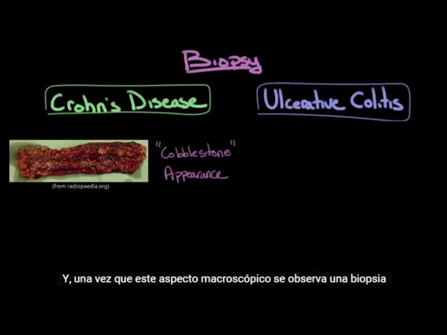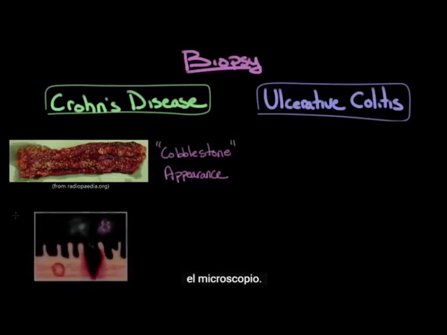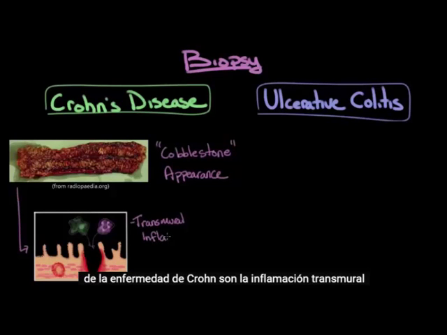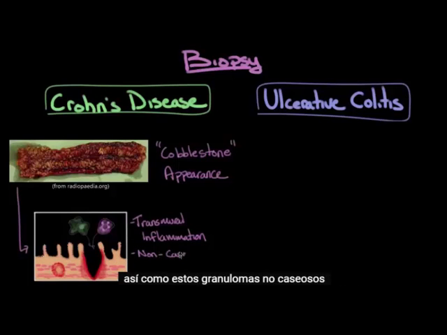Then once this gross appearance is seen, a biopsy of the intestinal wall is taken to look at under the microscope. The characteristic microscopic findings of Crohn's disease are this transmural inflammation, in which the inflammation caused by the disease goes through all three layers of the intestinal wall, the mucosa, the submucosa, and the muscularis externa, as well as these non-caseating granulomas, which is demonstrated here. And these granulomas are a sign of chronic infection.